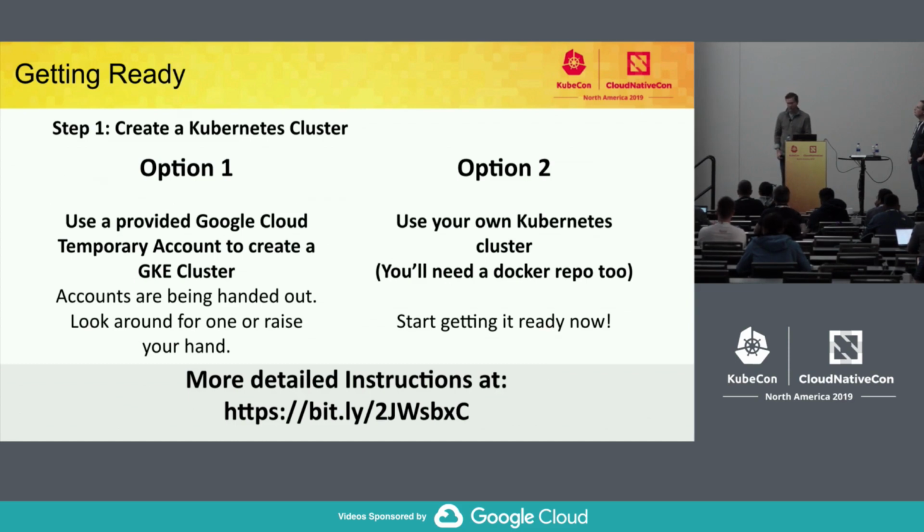The other option is we have some Google temporary cloud accounts around in the room. If you already have one of those, you can go ahead and get started with that. If you don't have one, we should have plenty. So you can either just look around or raise your hand and we'll get you one. Occasionally those don't work, so if you have trouble with one, just get a replacement and you can keep going from there.